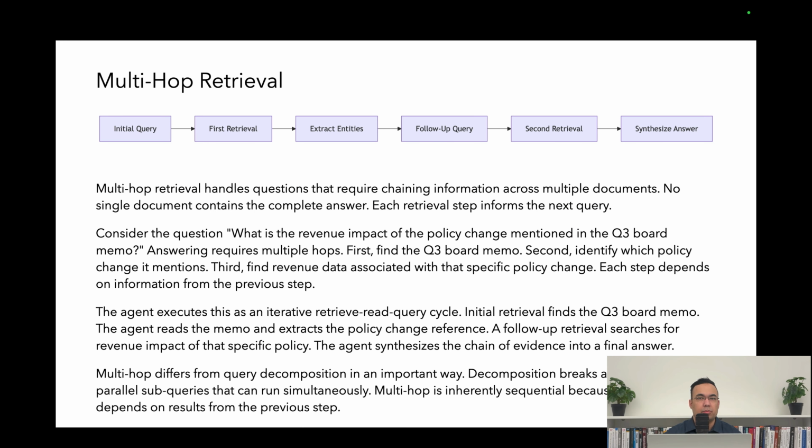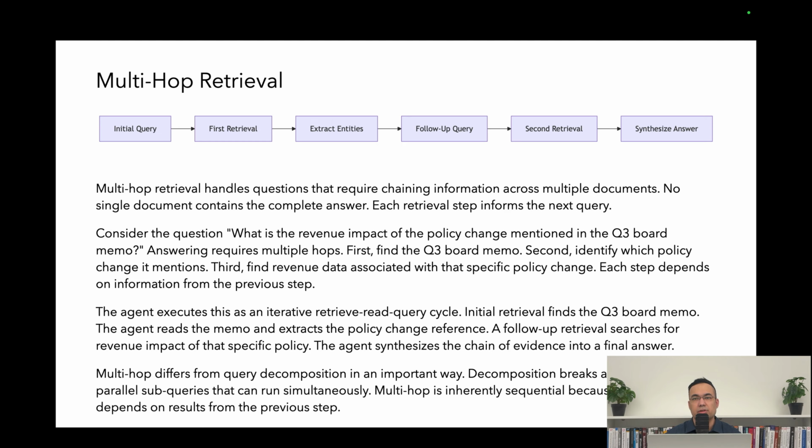Let's talk about multi-hop retrieval, which handles questions that require chaining information across multiple documents. Consider the question, let's say, what is the revenue impact of the policy change mentioned in the Q3 board memo? Answering questions like this requires multiple hops. First, you should find the Q3 board memo. Second, it needs to identify which policy change it mentions. Third, it needs to find the revenue data associated with that specific policy change. Each step depends on the information from the previous step.